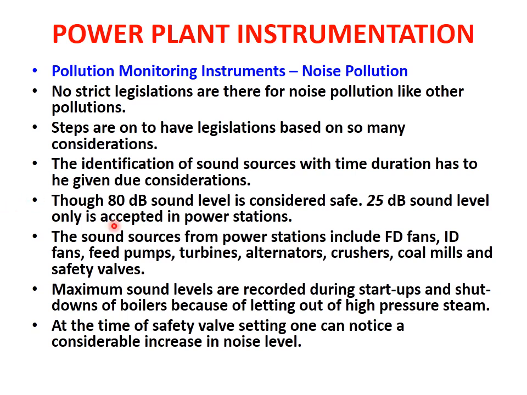The identification of sound sources with time duration has to be given due consideration. Though an 80 dB sound level is considered safe, only a 25 dB sound level is accepted in power stations. The sound sources from power stations include the FD fans, ID fans, feed pumps, turbines, alternators, crushers, coal mills, and safety valves. So basically, these are the sources of the actual noise pollution in the power stations.